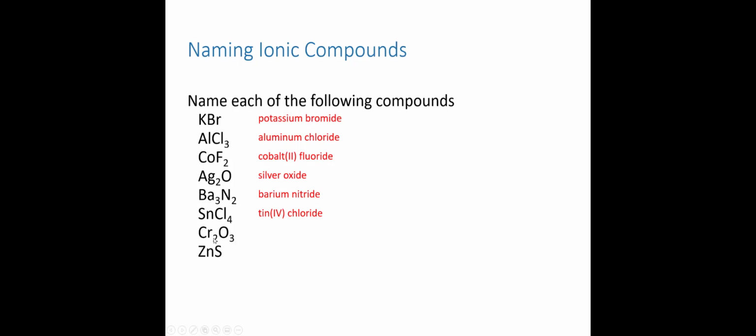There are 2 chromiums, and they have to add up to +6. So what would they have to be? Well, +6 divided by 2, each one of them would have to be positive 3. So we've got 2 times positive 3 is positive 6, and 3 times negative 2 is negative 6. So this is chromium 3 oxide.